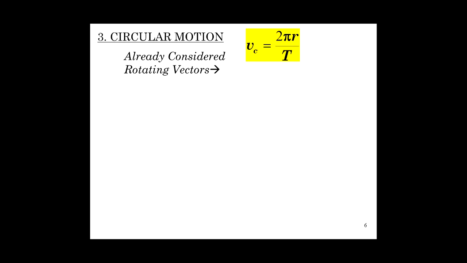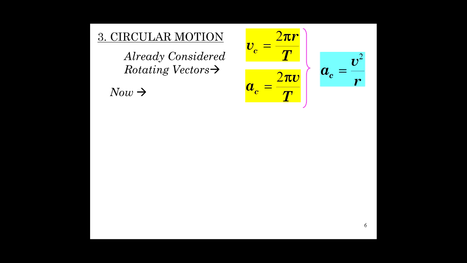How about another way to solve for centripetal acceleration? We already considered rotating vectors at a previous point. We had circular motion speed 2 pi r over t, centripetal acceleration 2 pi v over t, because of the tight analogy between these quantities. Centripetal acceleration is v squared over r.